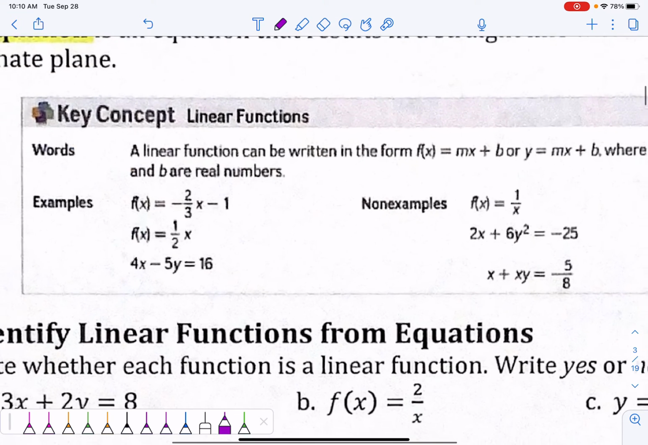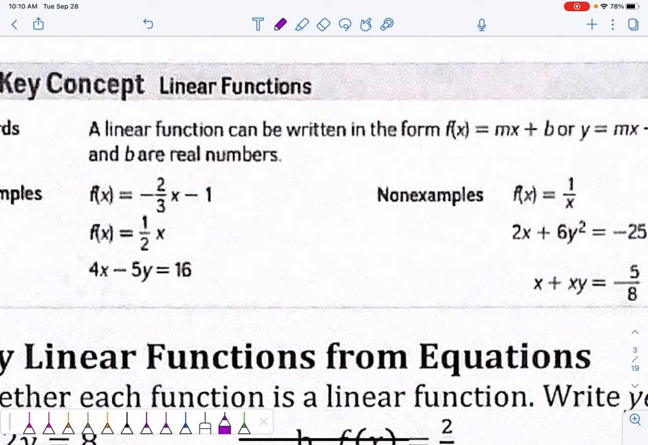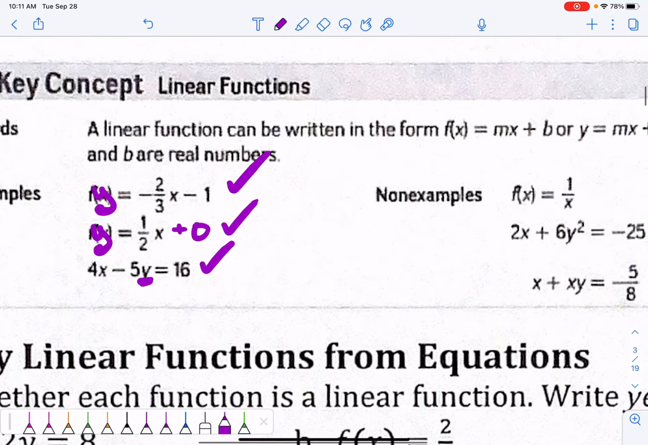Like here's some examples versus non-examples, and instead of using y, they used f of x, okay? So just keep in mind that that's the same thing, but this is y equals -2/3 x plus or minus 1. This is a linear function, check. Okay, y equals 1/2 x. There it would be like +0, but that's still a linear function, check. This one is not in slope-intercept form. We have the y is here, and normally we would solve for that, but that's still a linear function, so check.